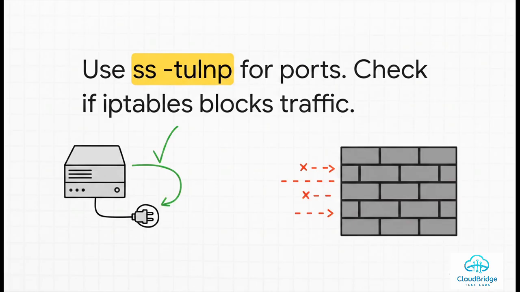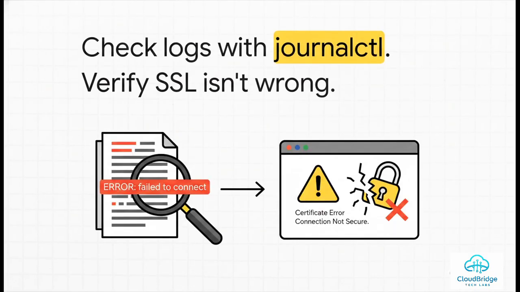But hey, even if it's listening, traffic still might not be getting through. Enter Step 5, the firewall. You've got to check if an AWS security group or your local iptables rules are actively blocking that port from the outside world. Next up, we dive way deeper into the application secrets with Steps 6 and 7.